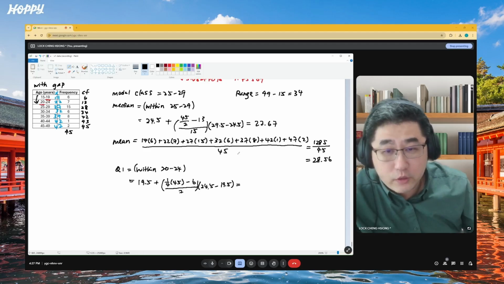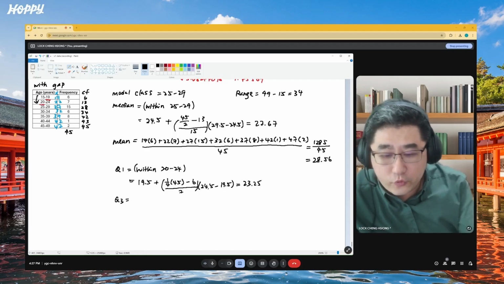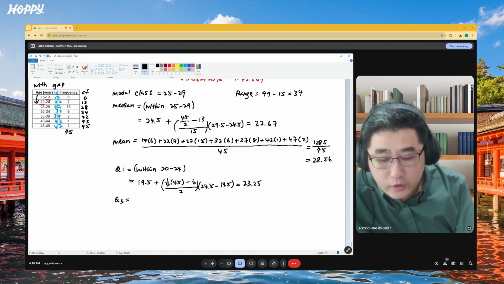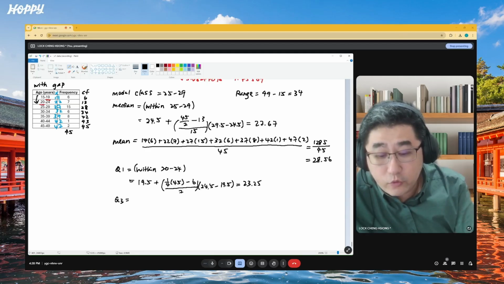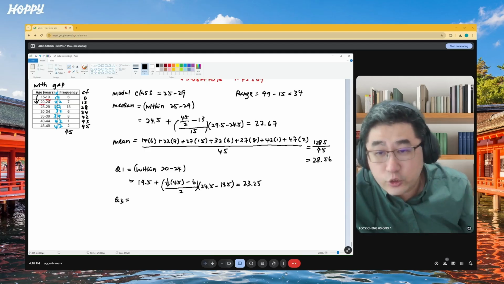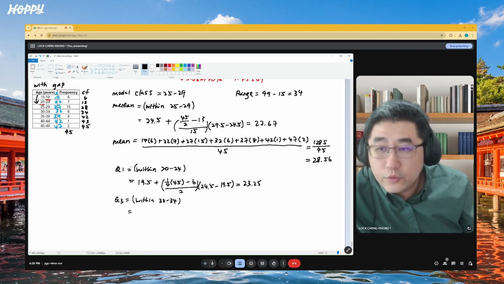So I will have 23.25. Then my Q3, 45 times 3 divided by 4, you have a value of 33.75. 33.75 is within 30 to 34. So within 30 to 34 here. I write down the formula.